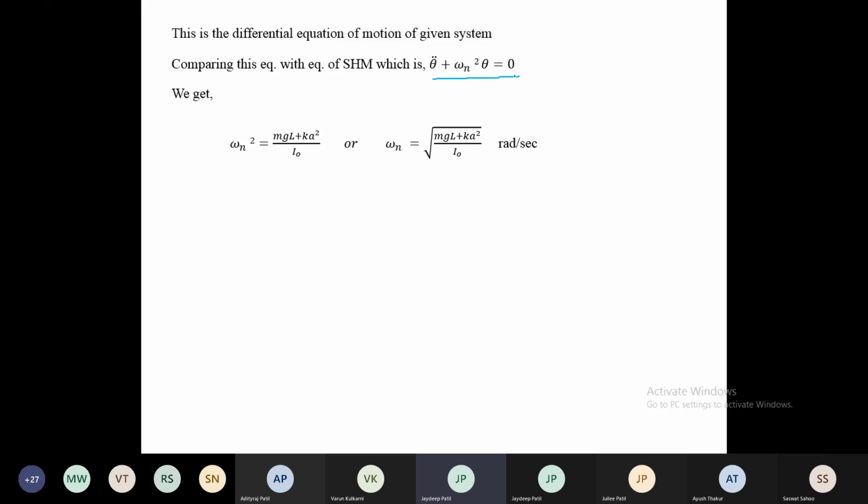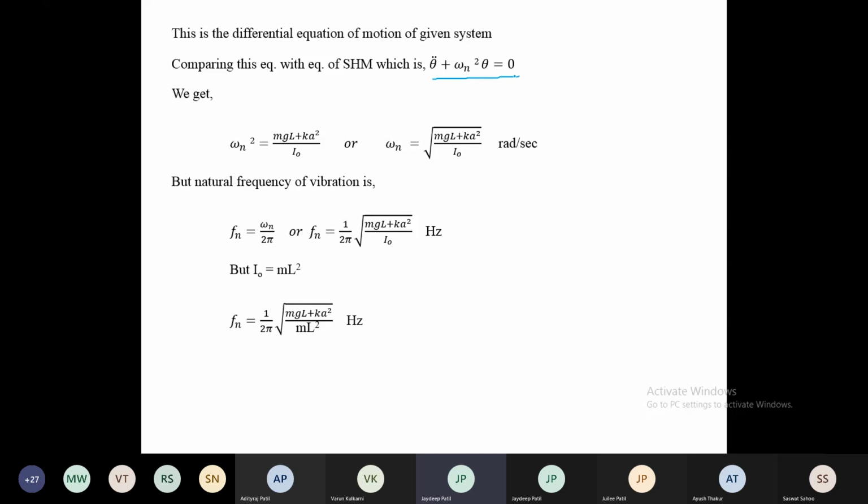Now we know the frequency of vibration is equal to omega n upon 2 pi. Instead of omega n, you have to write down the formula. Okay, you'll get the frequency: 1 upon 2 pi under root of (mgl plus k a square) upon I hertz, or put the value of I as m L square, the mass moment of inertia of this system with respect to O. Okay, you can finish up to this.